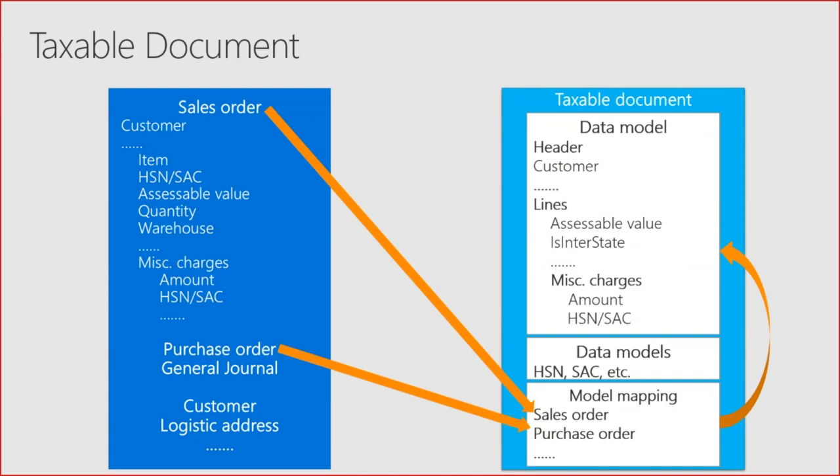So this one is for me to further explain the concept to you. As I said, for sales order, we have customer, we have item. In the header we have customer and several other fields which are not relevant to tax. And we have item in India, we have HSN SAC, we have assessable value, we have quantity, warehouse. So a lot of stuff, but here I only list the fields which are needed for tax applicability, for tax calculation, for tax posting. And of course we have purchase order, which has similar fields as I listed in the sales order part, and also general journal. So all these are taxable documents, source documents, right?